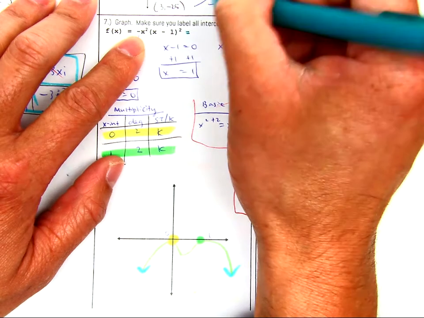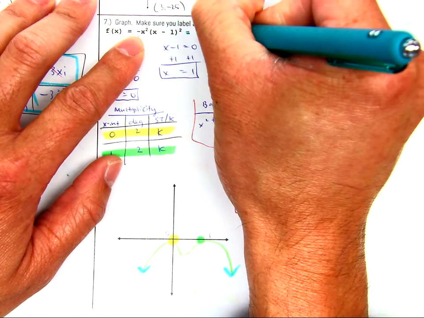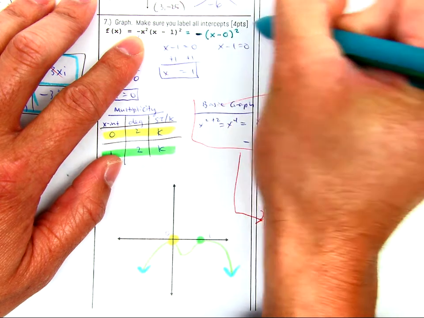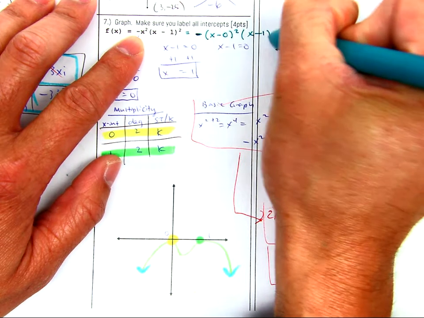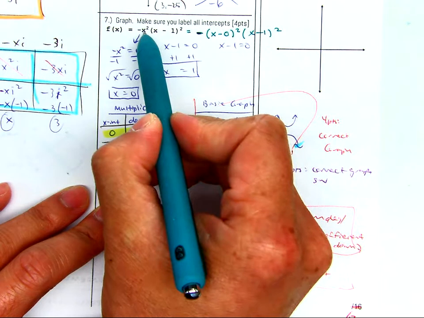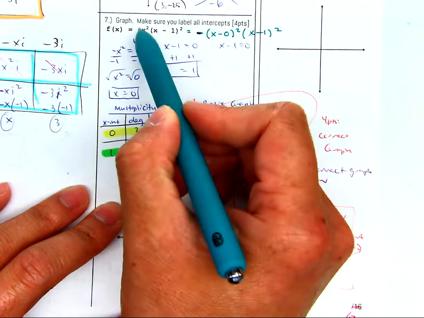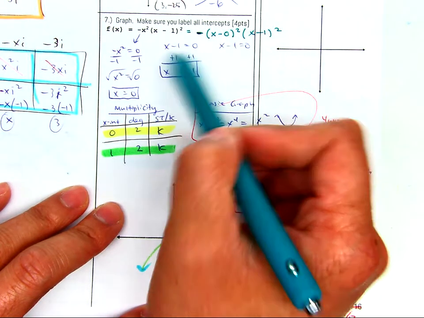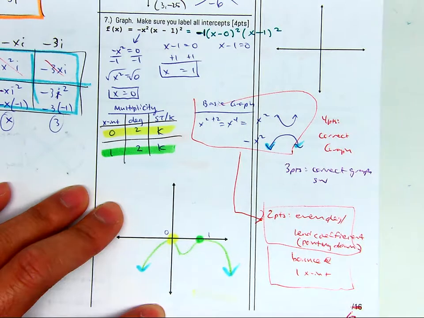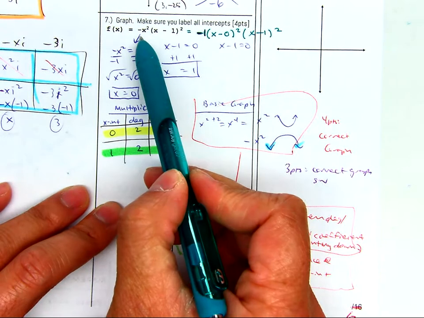You could have done something like this: negative x minus 0 squared times x minus 1 squared. So in math, if you can, I tell them put on your math glasses. There's zeros and ones everywhere. You just have to know where they are. How did I solve this problem? Here, I just applied the zero product rule.